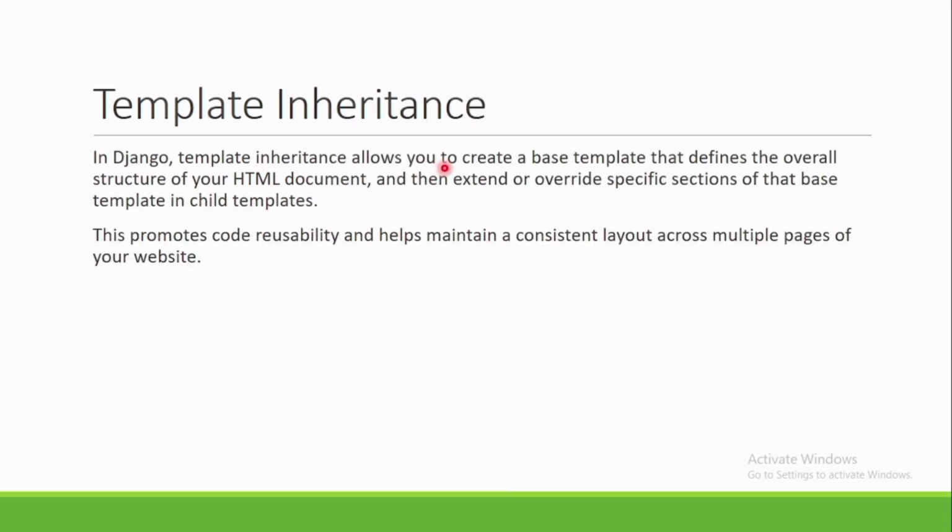Template inheritance basically allows you to create a base template that defines the overall structure of your HTML document, and then we can extend or override a specific section of the base template in the child templates. Template inheritance is similar to the concept of inheritance you have studied in Python. Whenever a child class wants to use a piece of code which is already there in another class, we inherit it from that parent class. The child class will have all the properties of the parent class, plus its own functions and properties.